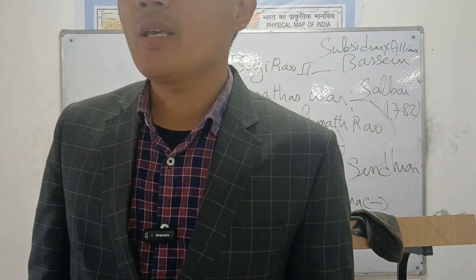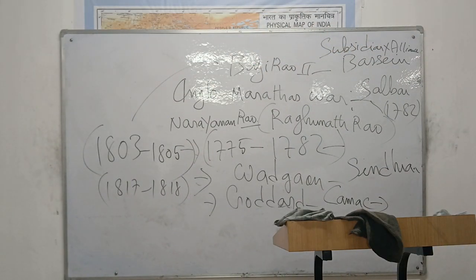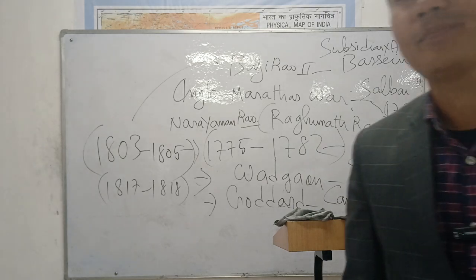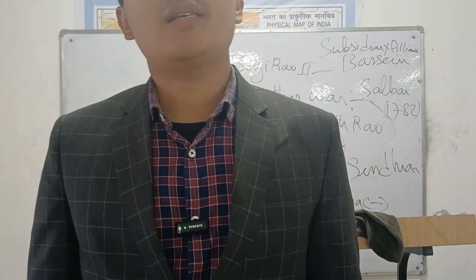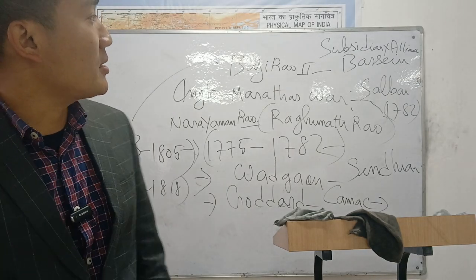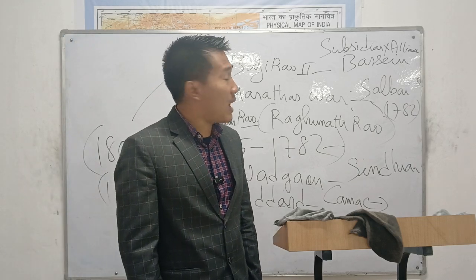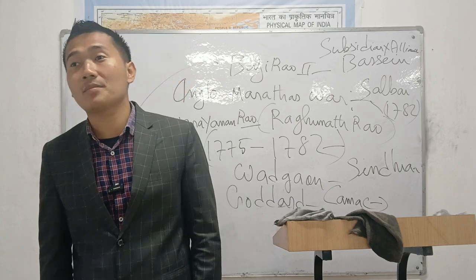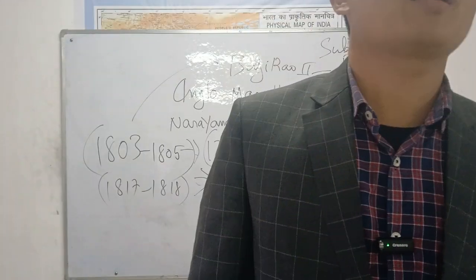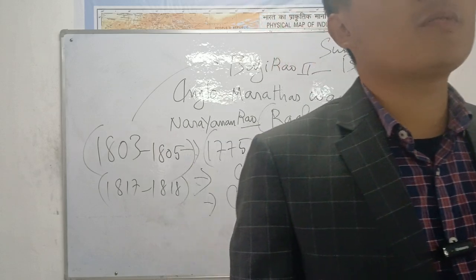Baji Rao II is the weakest ruler of the Marathas. What happened is that he signed an agreement known as the Subsidiary Alliance, in the Treaty of Bassein, in the year 1802. I'm going to explain this in another class, but as of now, please remember, I will introduce it in brief. Subsidiary Alliance means an agreement which you have to sign with the British.